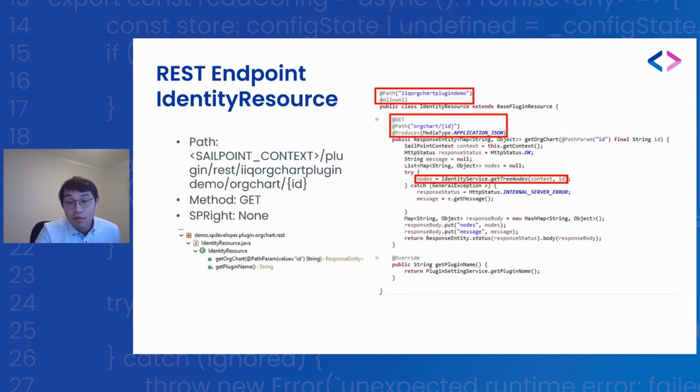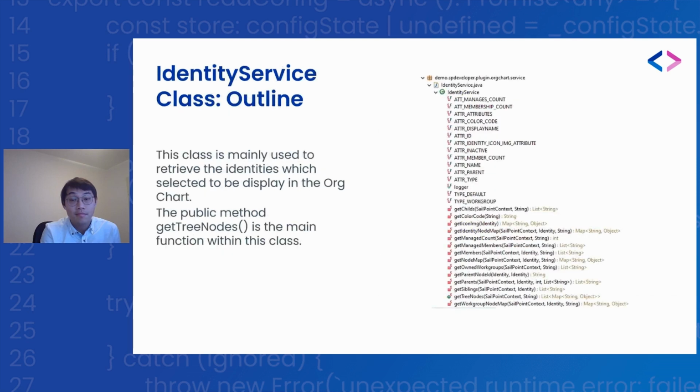So here we come to the backend development. First, we start to create a backend service. To make it simple in this practice, we make this endpoint publicly accessible by every identity. The identity service Java class will calculate the nodes and return them back to the front end. The identity service class is mainly used to retrieve the identities which are selected to be displayed in the org chart. The method getTreeNodes is the main function within this class.